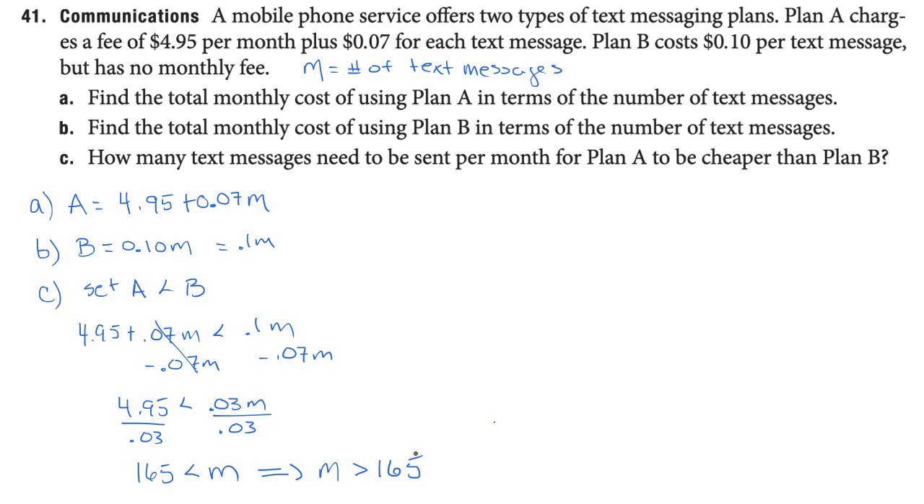That means for plan A to be cheaper than plan B, which I had to go back up and look one more time to make sure that's what we were doing, plan A is cheaper than plan B when the number of messages is greater than 165. Well, you can't have half a message, so it's going to be 166 or more. So 166 or more text messages in plan A will be cheaper than plan B.